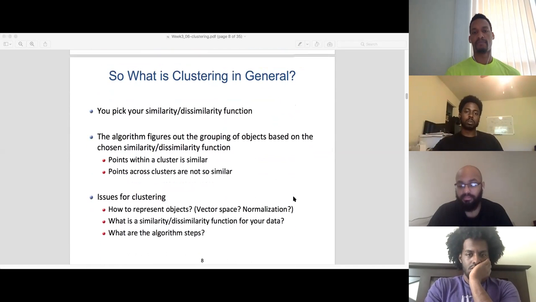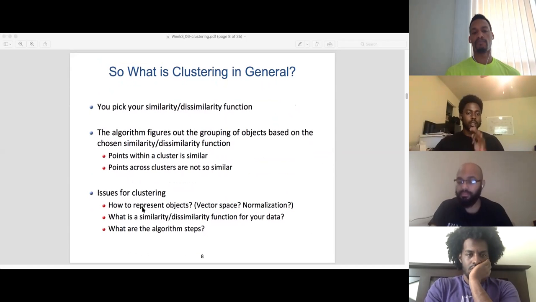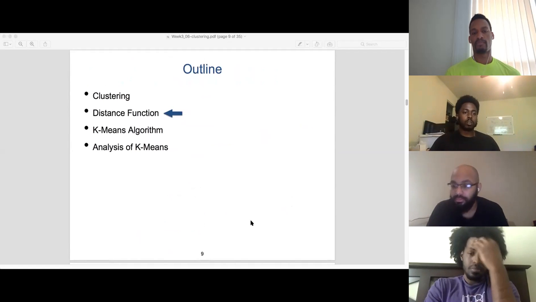So in general, you're going to pick your similarity or dissimilarity function, and then you have some algorithm that's going to group objects based on that function. And so points within a particular cluster are similar, points across clusters are not similar, as we've seen. But then it leads to some questions which are, okay, how do we represent objects? What is the function that we're going to use for the data? And then when we're implementing this algorithm, what are the steps? So that's the overview on clustering. Before I move on, are there any questions?